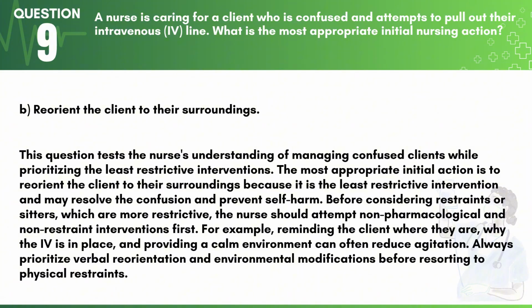Before considering restraints or sitters, which are more restrictive, the nurse should attempt non-pharmacological and non-restraint interventions first. For example, reminding the client where they are, why the IV is in place, and providing a calm environment can often reduce agitation. Always prioritize verbal reorientation and environmental modifications before resorting to physical restraints.